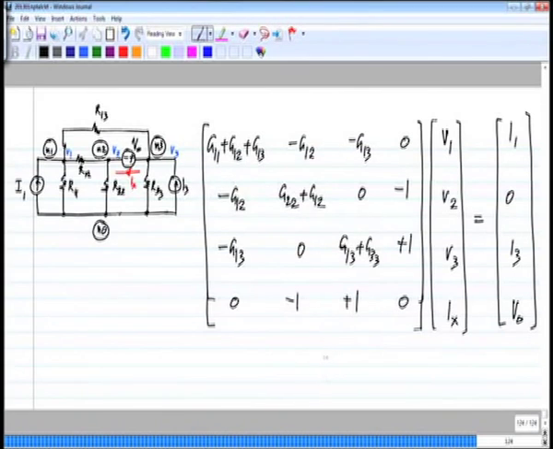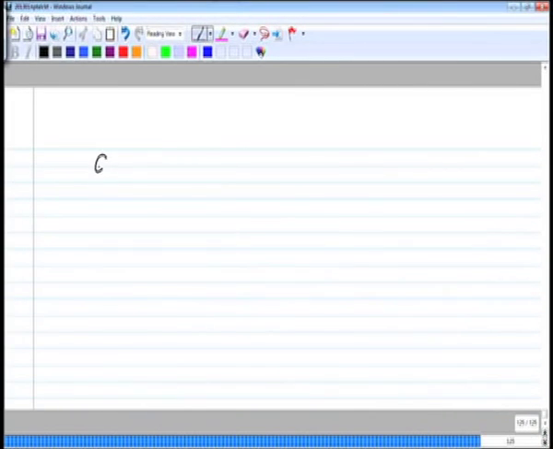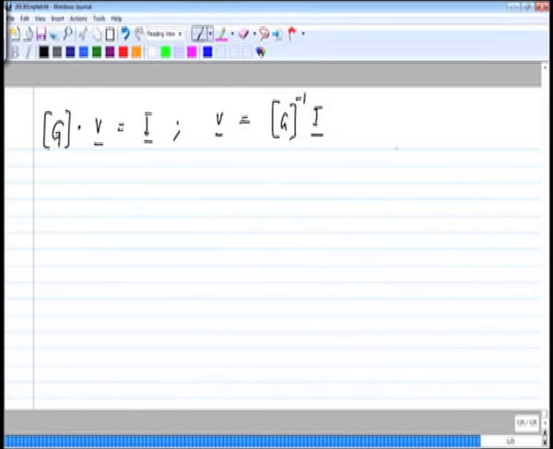So this is in the form of some matrix G times the variable vector V equals the source vector I. Like I pointed out, because this has both independent voltage and current sources, this vector V has voltages and currents, and this vector I also has voltages and currents. But in order not to change the notation, I will continue using this. Now, let me expand this out. This G times V equals I, right? So obviously, the vector V, which is the variable we want to solve for, is G inverse times I.